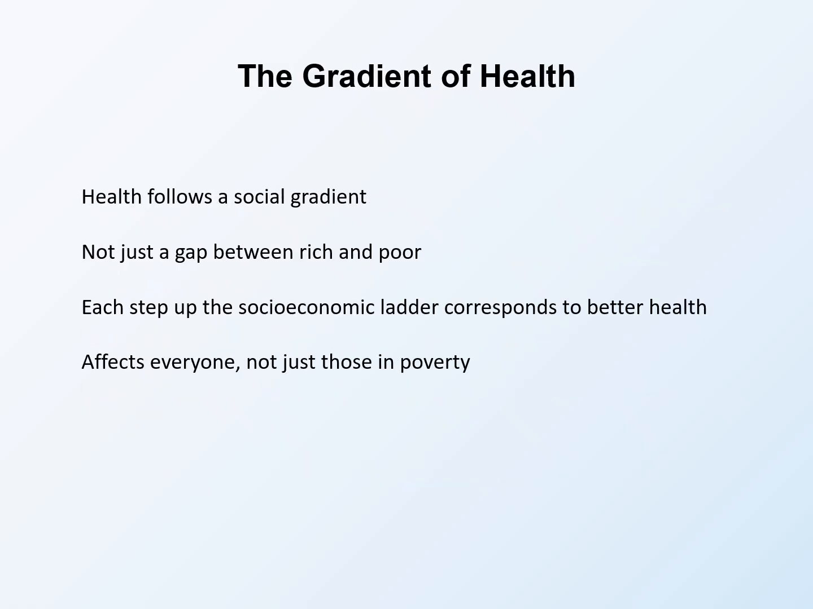Here's an important concept, the gradient of health. Health doesn't just differ between rich and poor, it follows a gradient. Each step up the socioeconomic ladder corresponds to better health outcomes. Someone in the middle class has better health than someone in poverty, but worse health than someone who's wealthy. This means social determinants affect everyone, not just those at the bottom. It means that addressing health equity isn't just about helping the poorest, it's about leveling the entire gradient. This is a radical implication. It suggests that as long as we have steep social hierarchies, we will have health inequities.